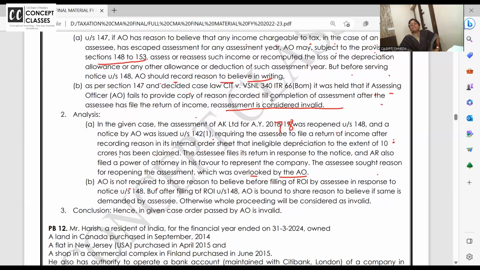पहले तो नहीं, but once it is done, they have to share कि what was आपके पास ऐसी क्या information थी कि you started with 147. Otherwise, the whole proceeding is considered invalid. Hence, in the given case, order of the AO is invalid because AO didn't give opportunity. They themselves only raised the notice. They only said 10 crore depreciation is overcharged. They only reassess the income and raise the demand notice, but they didn't give the opportunity of being heard to the SSC or his authorized representative.